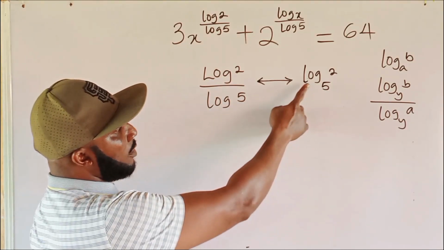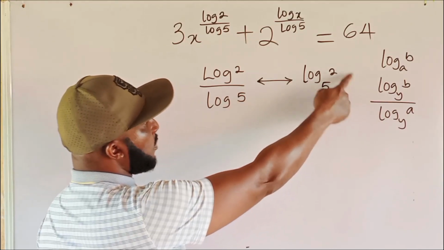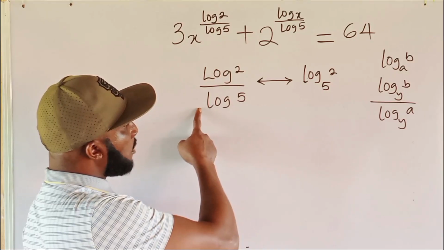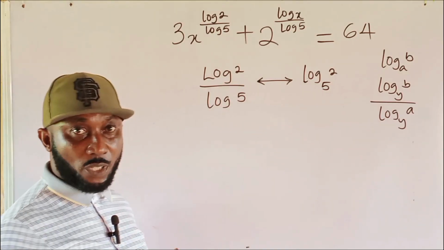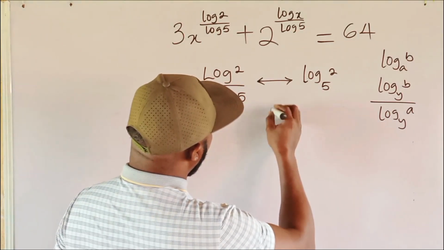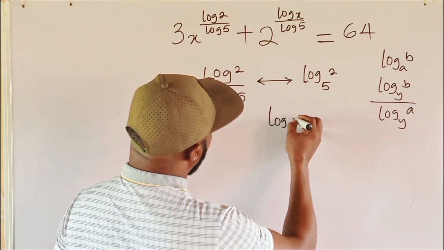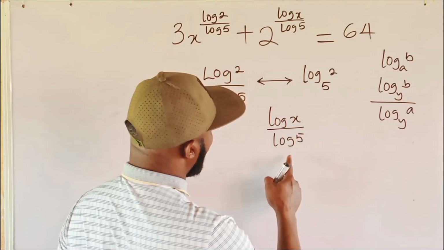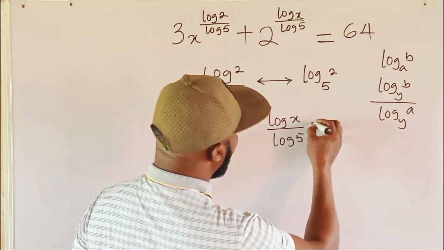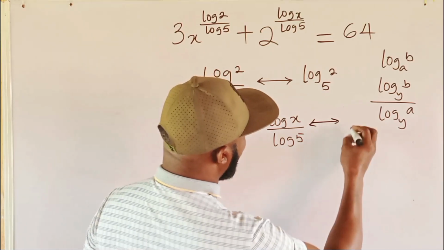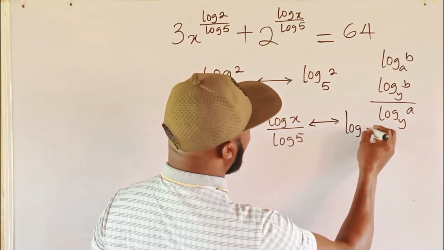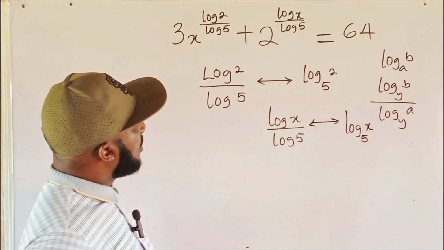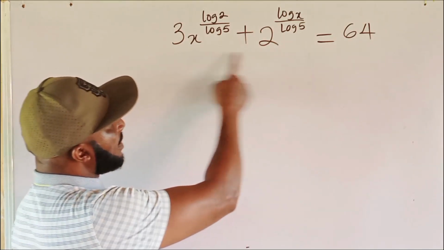So if you were to convert log to the base 5 of the argument 2 to base 10, that would have become log of base 10 of the argument 2 divided by log of base 10 of the argument 5. So we are in order. Similarly, log of the argument x divided by log of the argument 5. Remember, the base is still the same, which is 10. We can also reverse this as log to the base of 5 of the argument x if we reason in this same line. So we remove this scary looking equation.